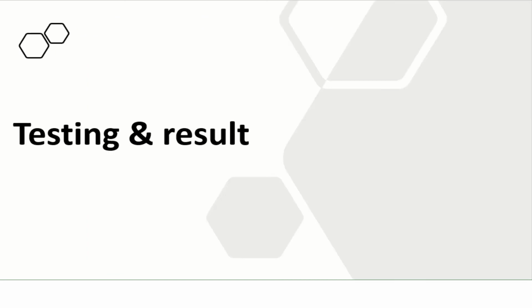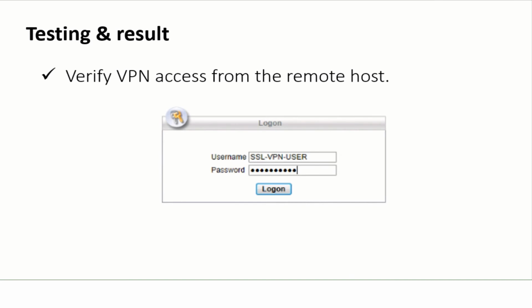I move to the testing and result. I opened the browser in the PC and I entered the login URL for the SSL VPN into the address field, which is https://209.165.200.226. I used HTTPS because SSL is required to connect to the ASA.